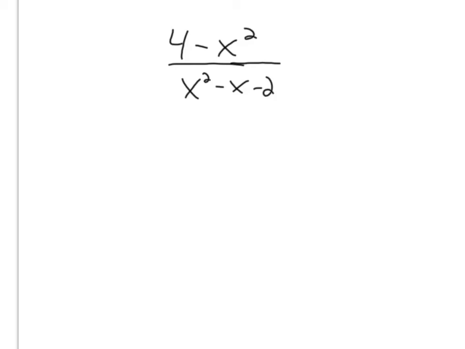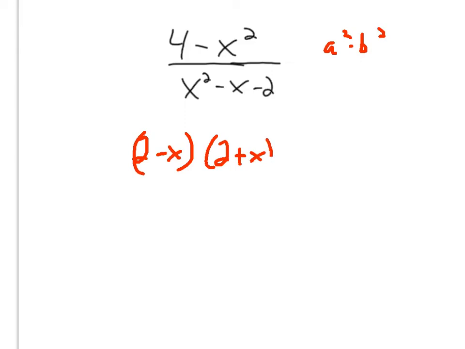Here we go with the next example. Again, the first step is to factor the top and factor the bottom, and then simplify the common factors that we can. Well, the top, we got 4 minus x squared. That's one of those special product patterns that we had, the a squared minus b squared, the difference of squares pattern. That factors out into a minus b times a plus b. So we're going to take the top and make it 2 minus x times 2 plus x.